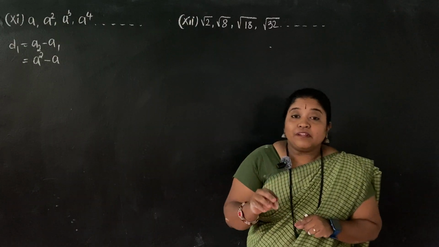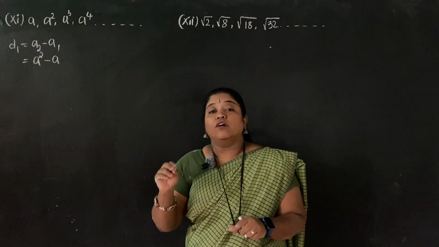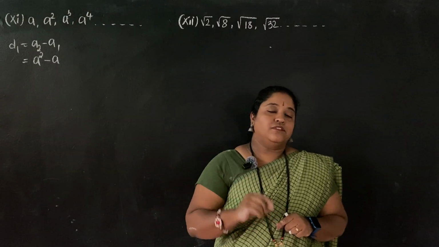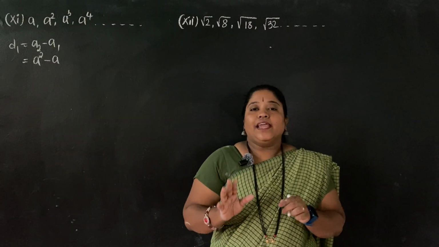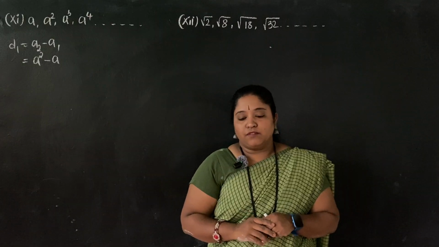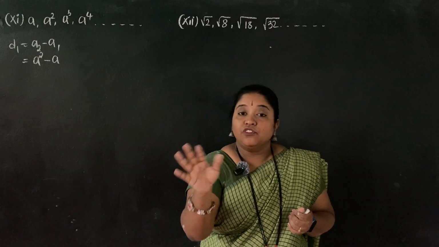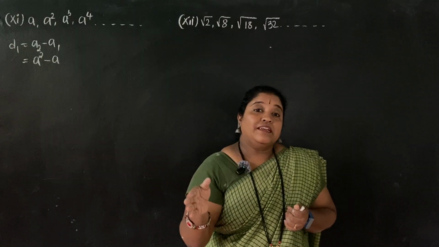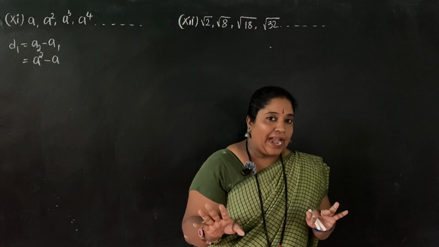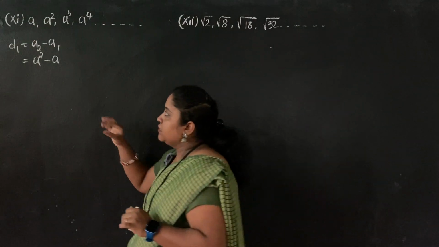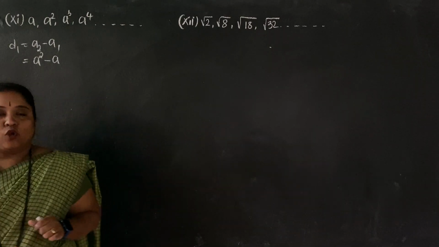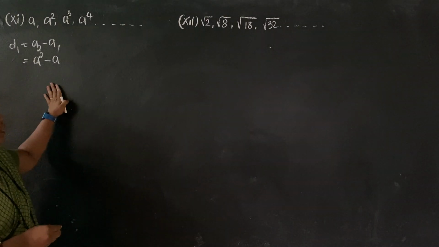Understanding? The subtraction or addition is possible only when the terms are like terms. A and A square are not like terms. I'll give you an example. A square plus 2A square is 3A square. A square plus A, you cannot add them. Understanding? Likewise, A square minus A cannot be subtracted. You have to keep it as it is.